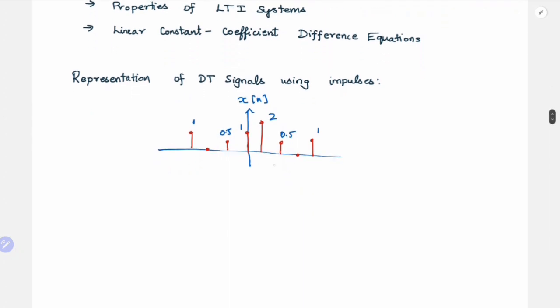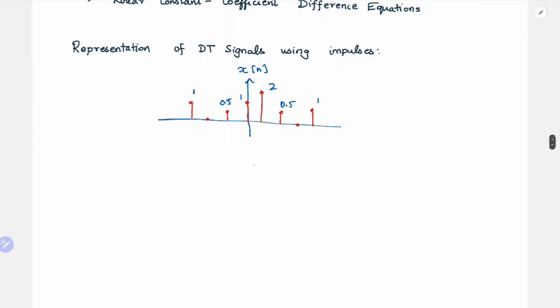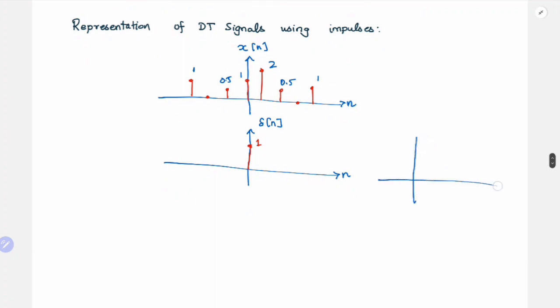So now we have to represent this x of n using impulses. So how does the impulse look? It is represented by delta of n. And in discrete time, we have a finite value, 1, for the unit impulse, right? So what about the shifted impulses? If I have delta of n minus 2, I'll have it at 0, 1, 2. I'll have a value only here, right? All other places, it is going to be 0. So here it is 1, and everywhere else it is going to be 0.